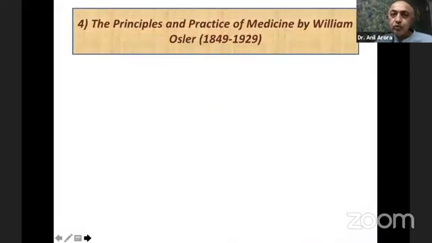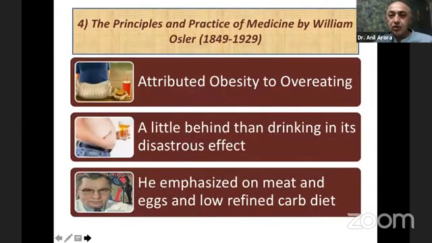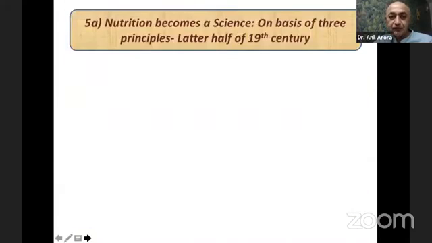But if you go back to the history of the medical records of the ill effects of fat, they were recorded for the first time by William Osler, 1849 to 1929. He attributed obesity to overeating, and he believed that it was little behind drinking in its disastrous effect. In fact, as long back as about 200 years ago, he did recommend that we should have a low refined carbohydrate diet and eggs as a part of our feeding.